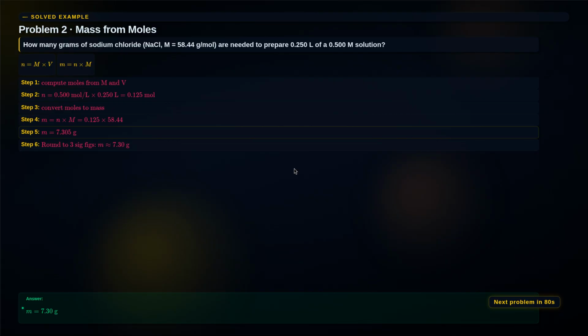Step 3. Use the relationship m equals n times M. Mass equals 0.5 moles times 100.09 grams per mole. Step 4. Multiply. 0.5 times 100.09 equals 50.045. Final answer. 0.5 moles of calcium carbonate has a mass of 50.045 grams.